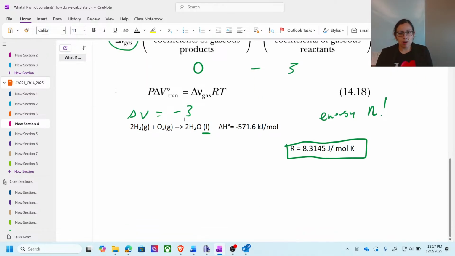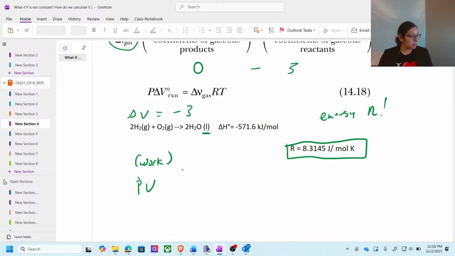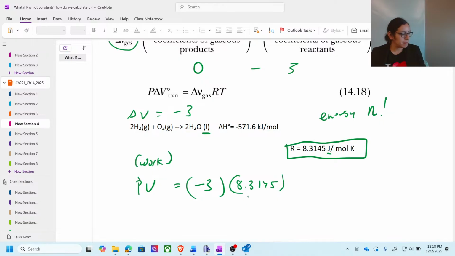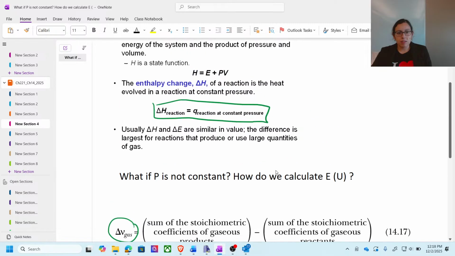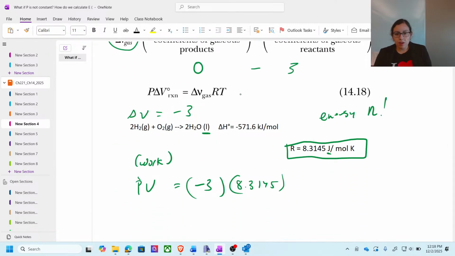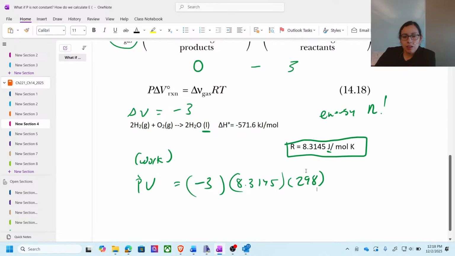So again, we're saying that our pressure volume work is then equal to this. So pressure volume, trying to quantify our work here, is equal to negative 3. Then, like I said, we need to use the appropriate R for energy. So 8.3145. Notice it's in joules, so just keep that in mind. And then times our temperature. Let's see, so probably just assume 298 since we weren't given anything else. Again, standard temperature and pressure there.